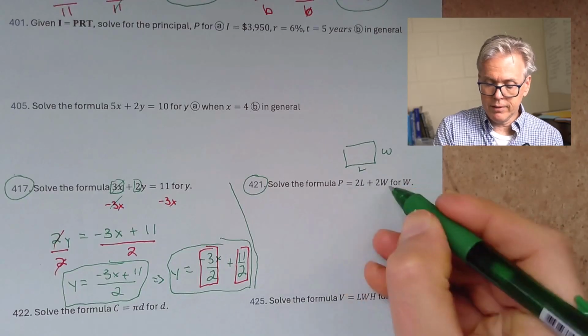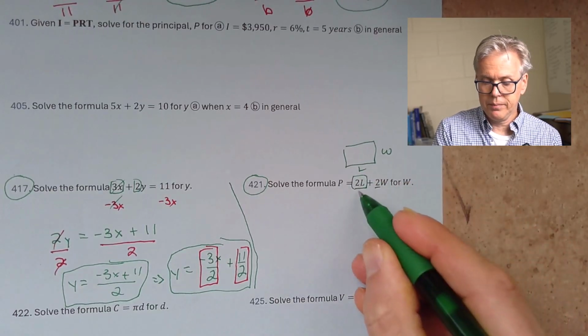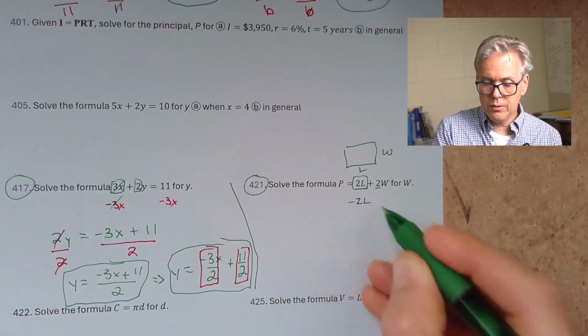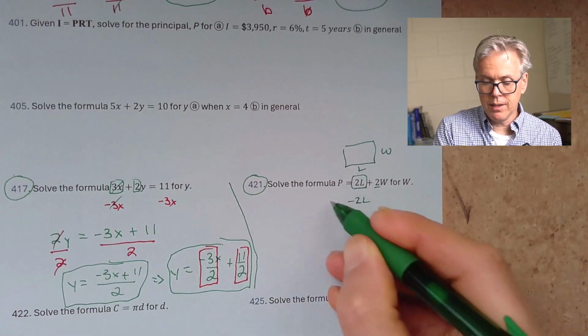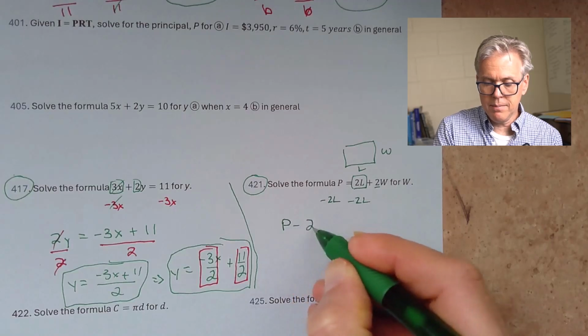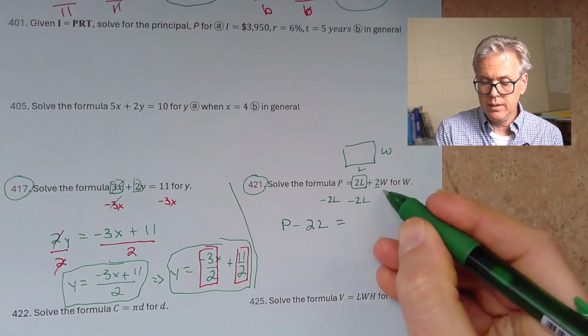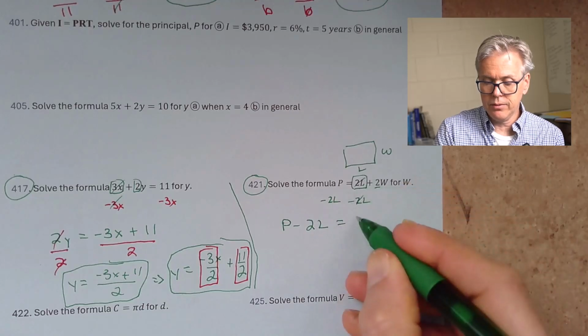Solve for W. So I've got two things over here I don't want. I've got this 2L, and I've got a 2. So I'm going to subtract 2L from both sides. I may have said 2W, I meant 2L. Subtract 2L. So the left side is just P minus 2L. I cannot combine those. They're not like terms, right? Equals. What's on the right side? Well, these canceled, so I'm just left with the 2W.